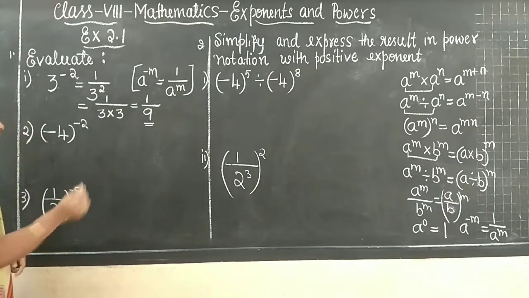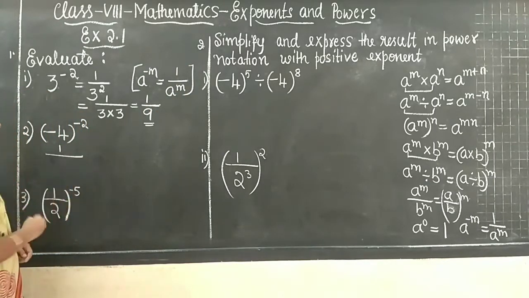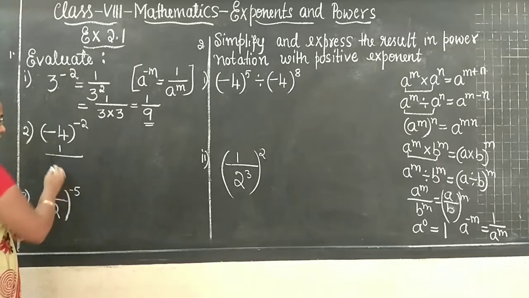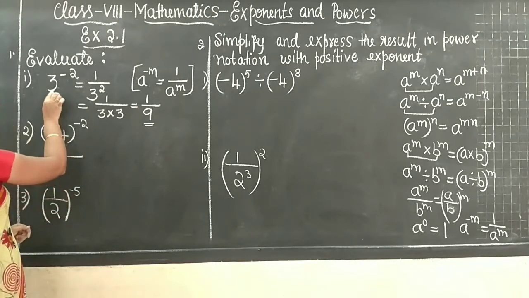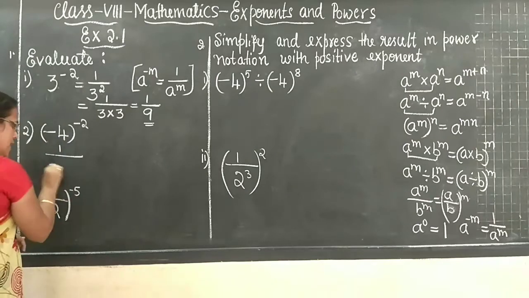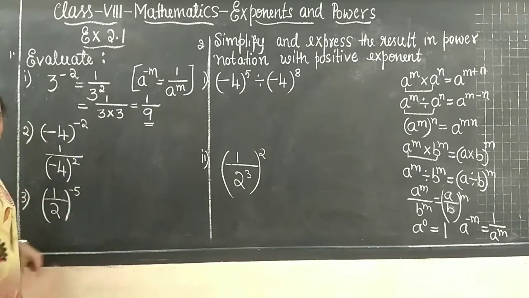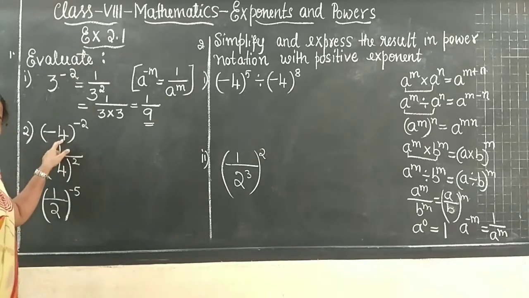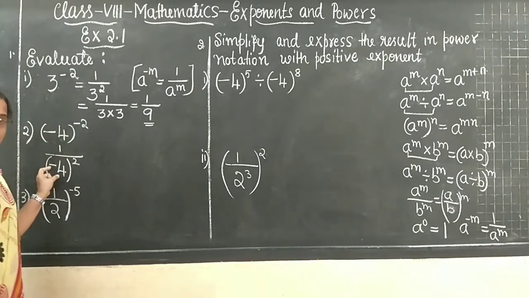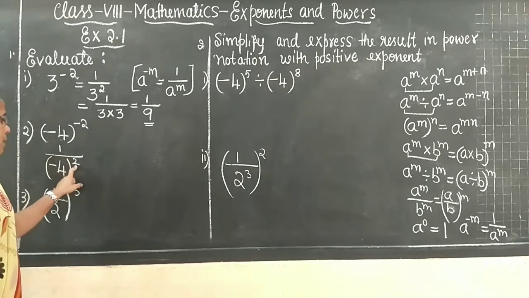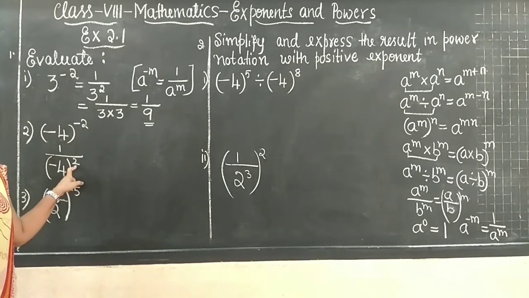Yes, same method. How can I use it here, children? 1 by, and here we have minus 4. Here it was a positive quantity, right now here it is minus 4. The power will be positive. The base cannot be changed, okay, children? The base stays as it is, minus 4. The power can be written as plus 2.